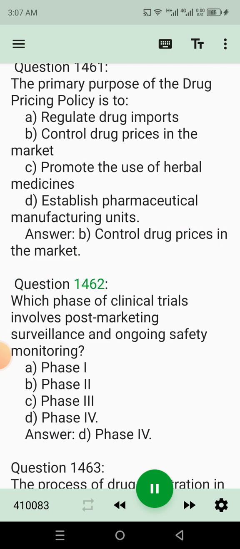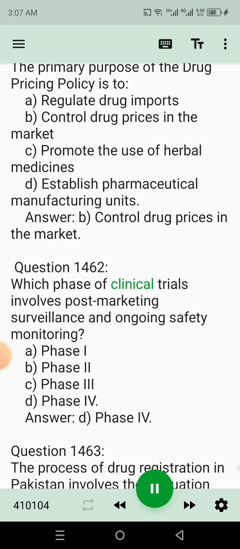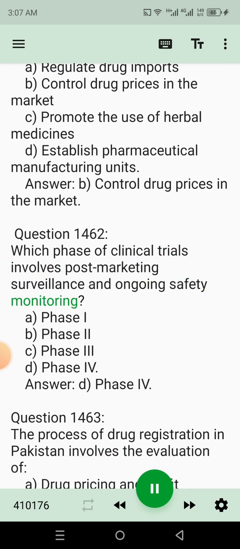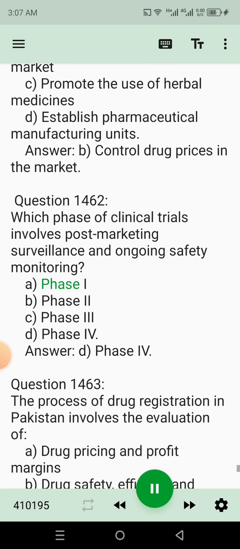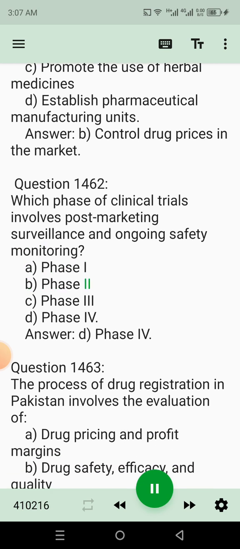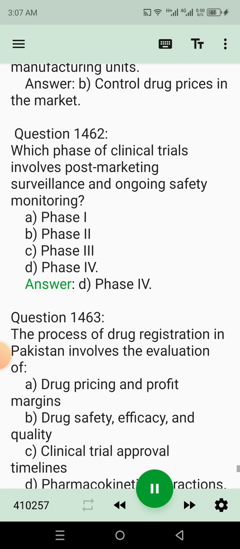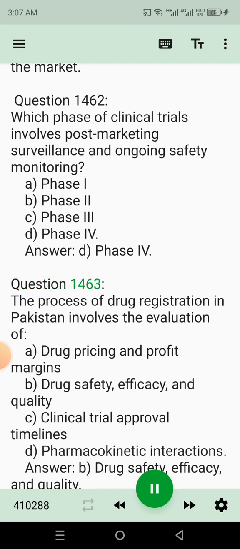Question 1462. Which phase of clinical trials involves post-marketing surveillance and ongoing safety monitoring? A. Phase 1. B. Phase 2. C. Phase 3. D. Phase 4. Answer. D. Phase 4.